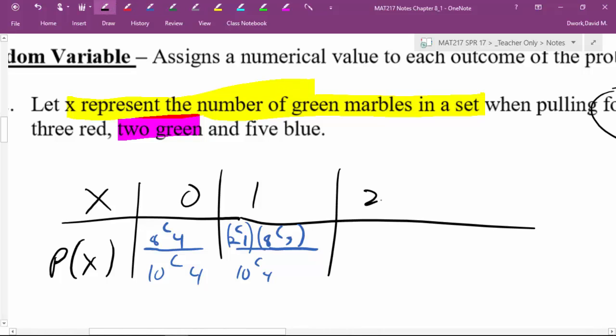Now, for 2 greens, same thing, the denominator still stays the same. Out of my 2 greens, I need to select 2, and then out of the 8 other colors, even though I have 2 greens, I still need others, so I need 2 of those to make a total of 4 marbles. And there's my probability distribution table using random variables.